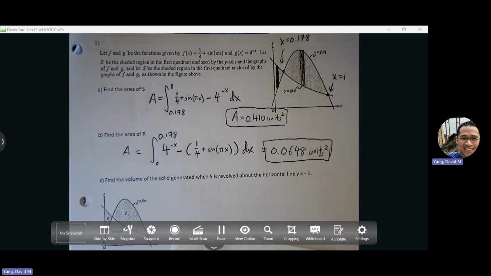Okay, so our intersection is 0.178 and 1. For region S, the sine graph is on top, the bottom is 4 to the negative x. And then for region R, 4 to negative x is on top, and the bottom is 1 plus 4 sine, 1 plus 4 sine pi x.